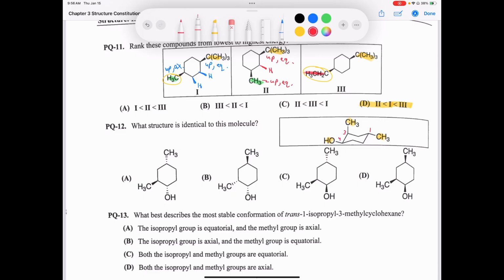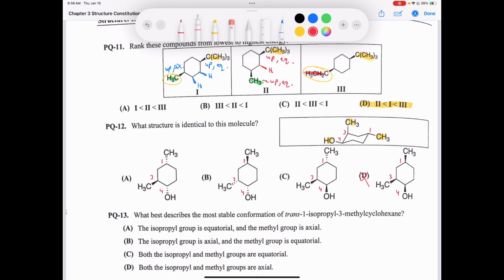The two methyls are trans. So we have 1, 3, 4. The two methyls are trans. And then 1, 3, 4. The two methyls are cis. So that can't be an answer.